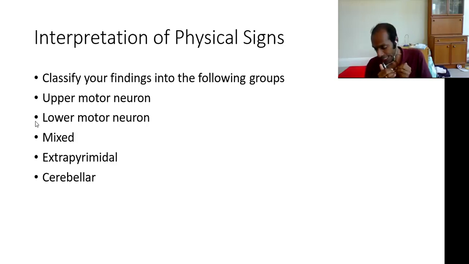Then the fourth point is reflexes are brisk in upper motor neuron lesions. Plantars are extensor. In lower motor neuron syndromes, the reflexes are diminished or absent, and plantars are flexor. Okay. So reflexes are exaggerated or brisk, and the plantar is extensor.